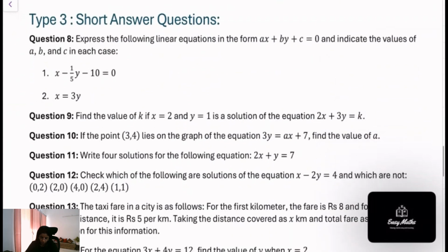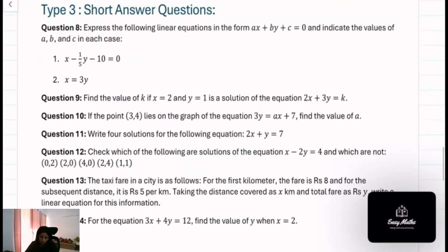Moving on to the short questions. Express the following linear equations in the standard form, ax plus by plus c is equal to 0, and indicate the values of a, b and c. Now, this is already in standard form. Here a is 1, b is minus 1 by 5 and c is minus 10.